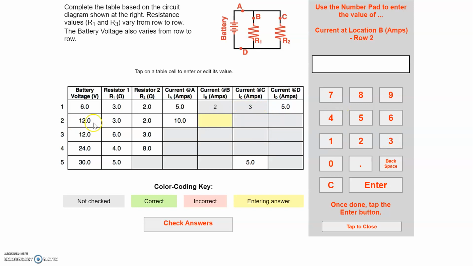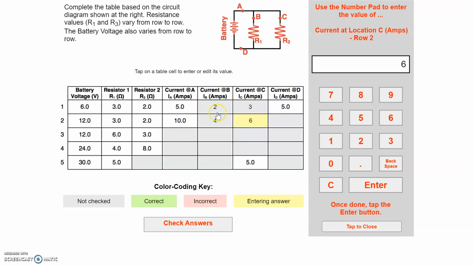Now you're looking at the same circuit, but it's got a 12 volt battery. The resistors are still 3 and 2. Now current coming out of the battery is 10. So what you got to do for current at B, which is the first branch, you take the voltage divided by the resistor. So 12 divided by 3 is going to give you 4. Over here, you're taking 12 divided by 2. Resistor 2 is 2 ohms. 12 divided by 2 is 6.